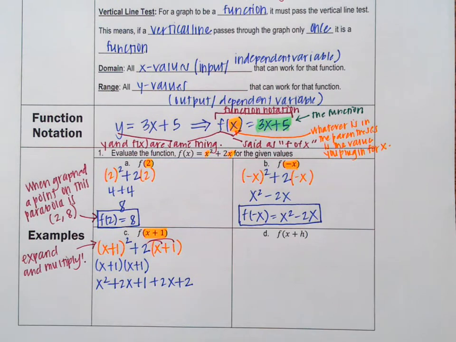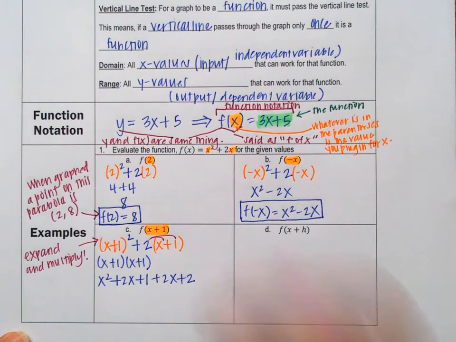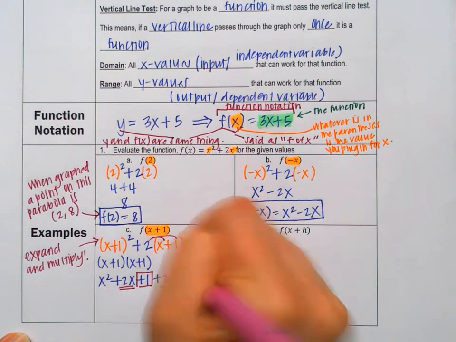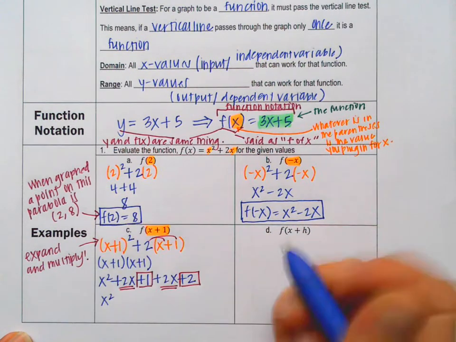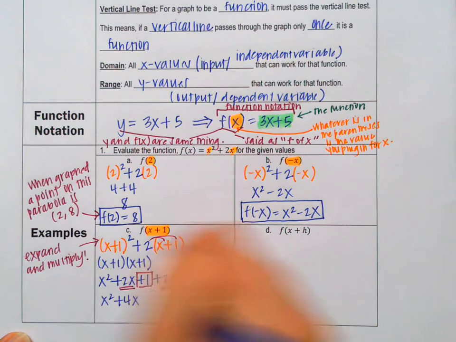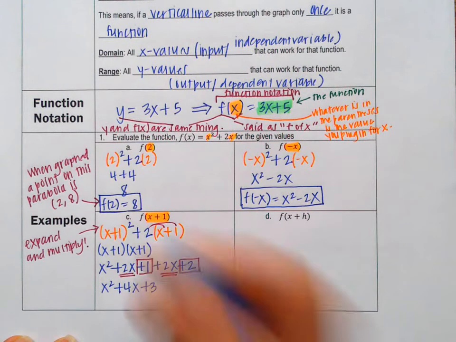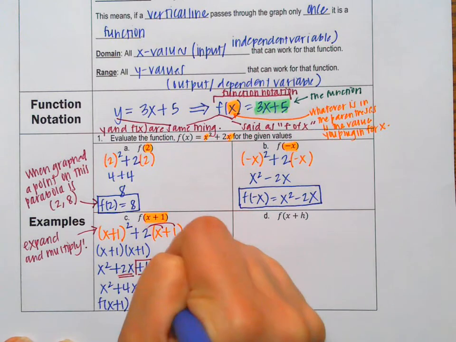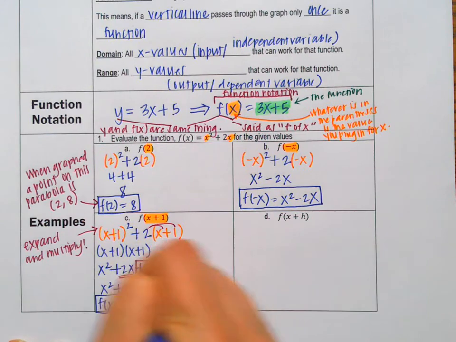Now, is there anything I can simplify here? And there is. Unlike with this one, there weren't any like terms. There are like terms here. I can combine 2x and 2x, and I can combine 1 and 2. And I get my new function to be x squared plus 4x plus 3. And so that's it. F of x plus 1 is equal to x squared plus 4x plus 3. And that is my final answer.